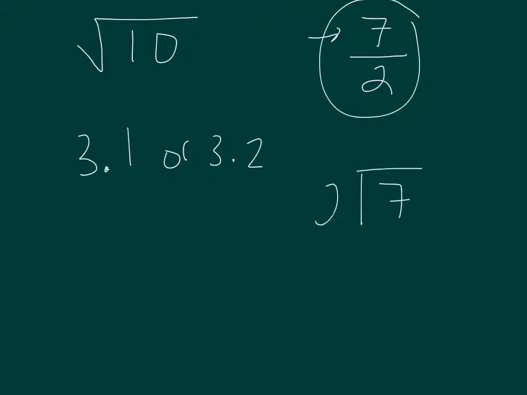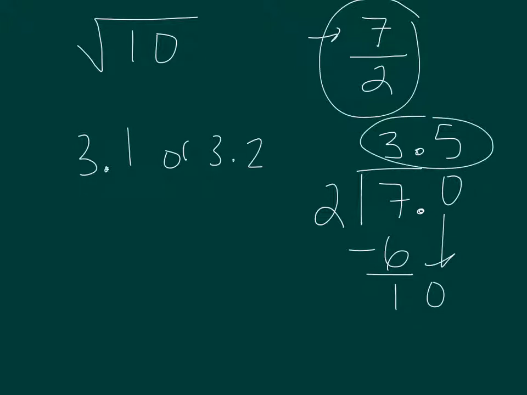7 divided by 2. Does 2 go into 7? Well, yes, it does. It goes in 3 times. 3 times 2 is 6. Subtract and we get 1. Now I can add a decimal and a 0. Bring it down. 2 goes into 10 5 times. I know that 7 halves is equal to exactly 3 and 5/10.